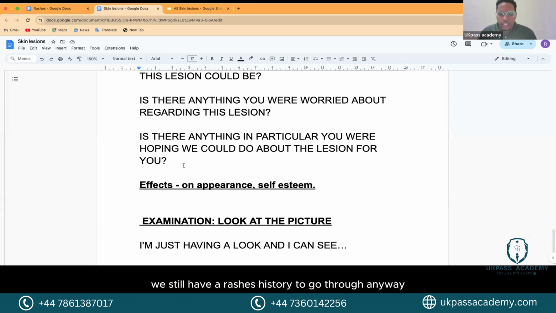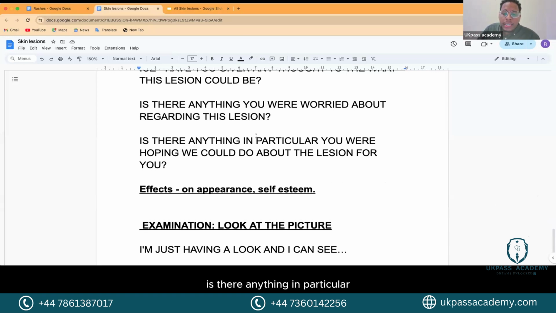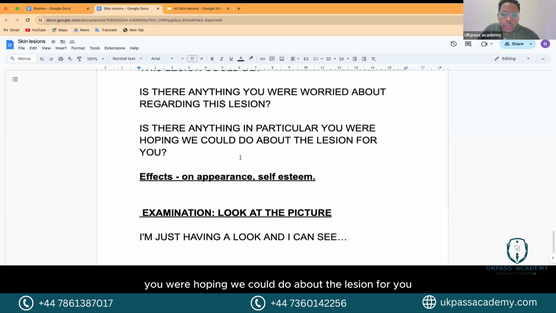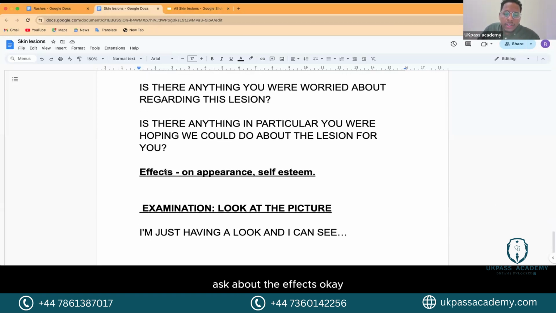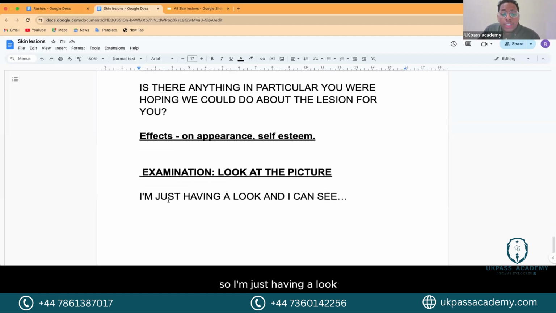We still have a rashes history to go through. Anyway, is there anything in particular you were hoping we could do about the lesion for you? Ask about the effects, okay? And has this lesion caused any effects in terms of how you feel about the lesion, your appearance, your self-esteem in any way? Good. Examination-wise, we look at the picture, okay? So I'm just having a look and I can see the lesion right now.